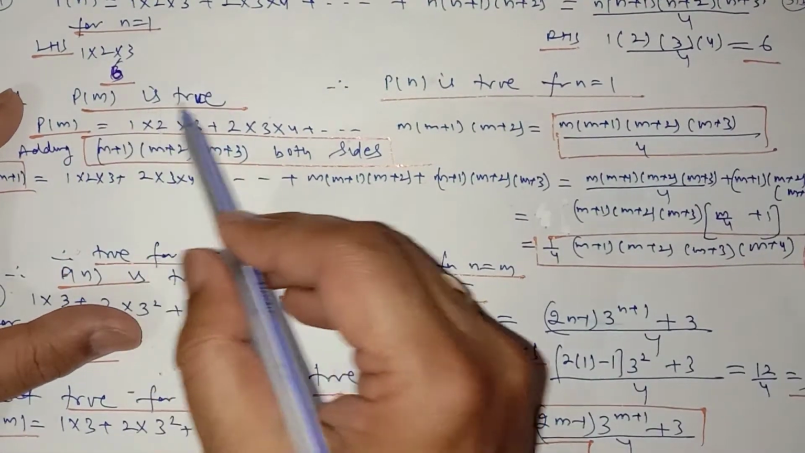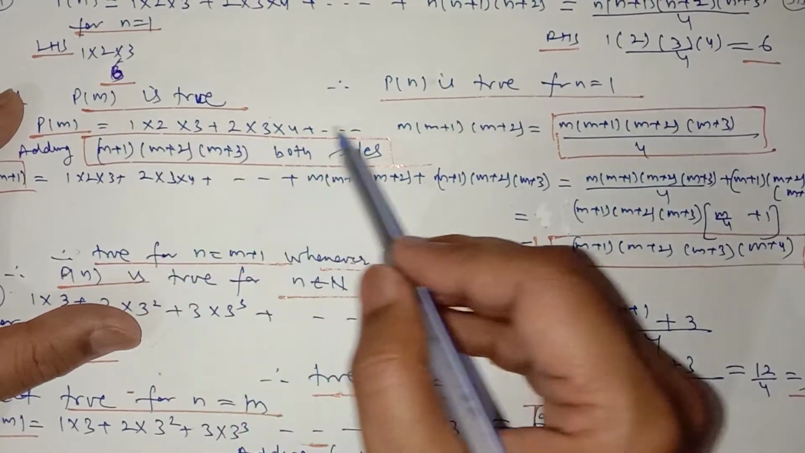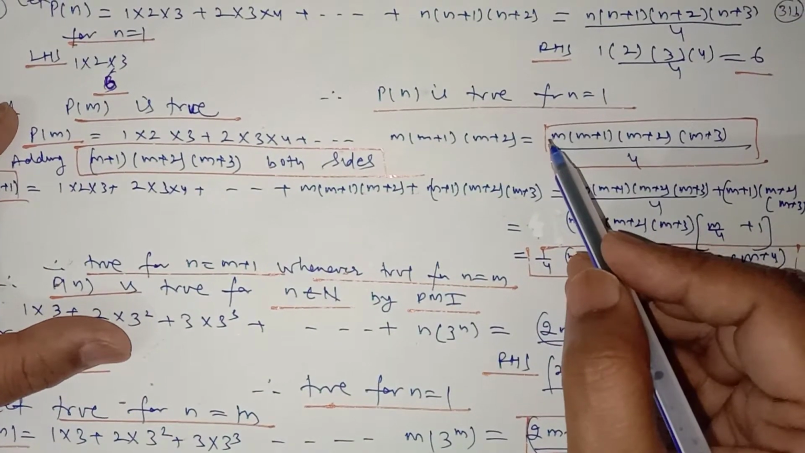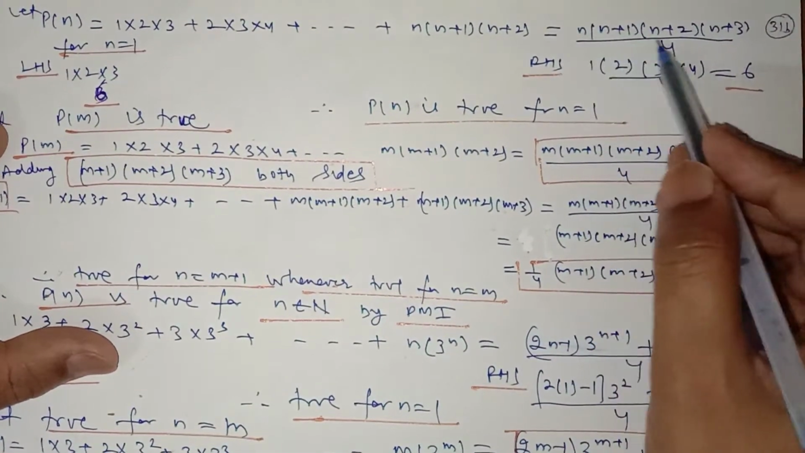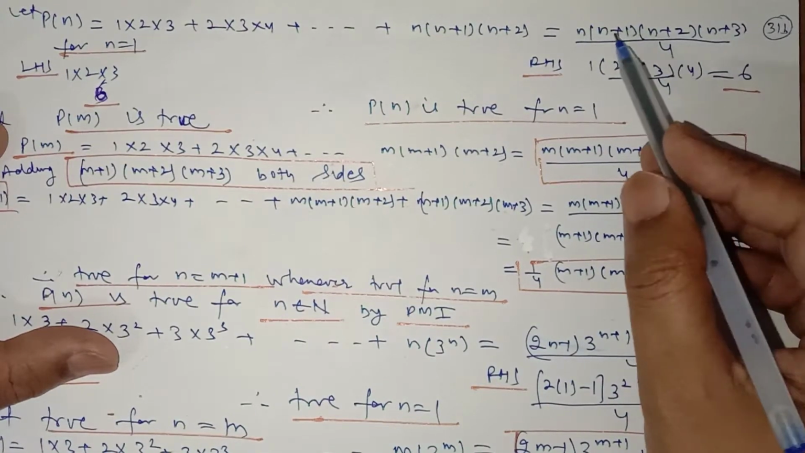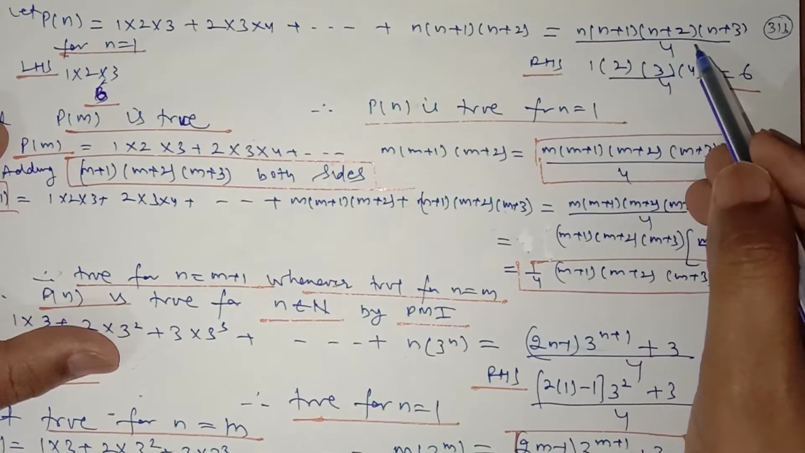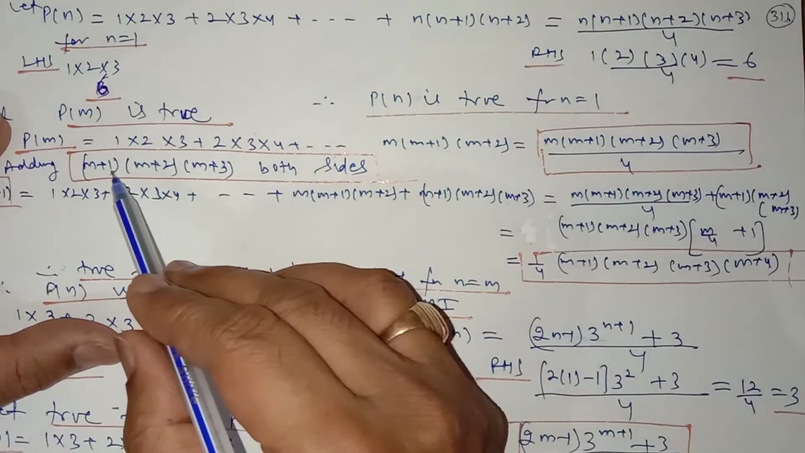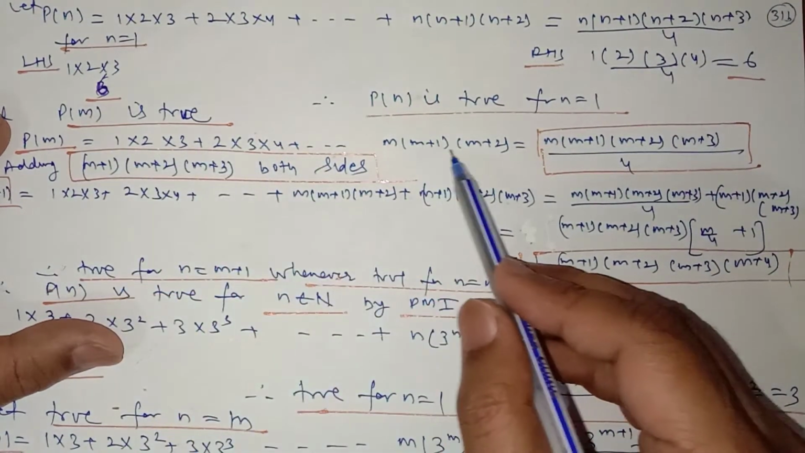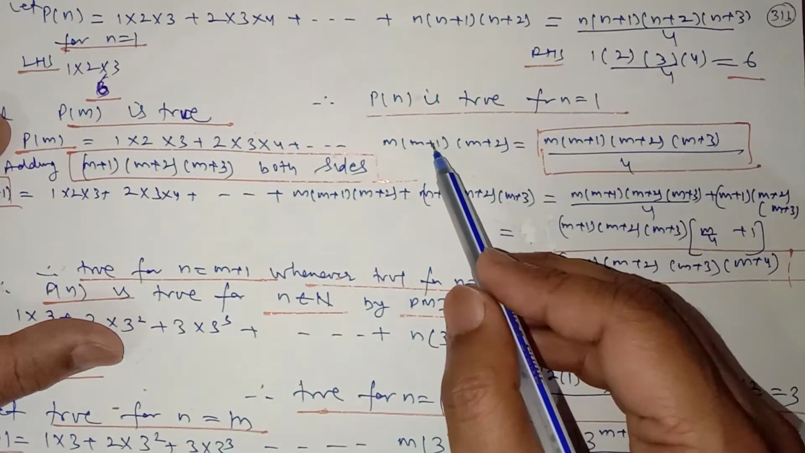Now again, let P(m) be true. It means the sum of m terms of this series will be equal to m plus 1, m plus 2, m plus 3 upon 4. That is, you have to replace n by m. So replace the terms n by m in the left hand side and right hand side.